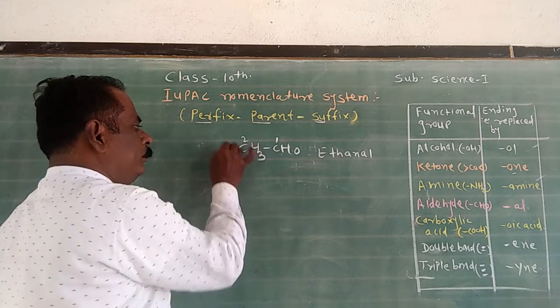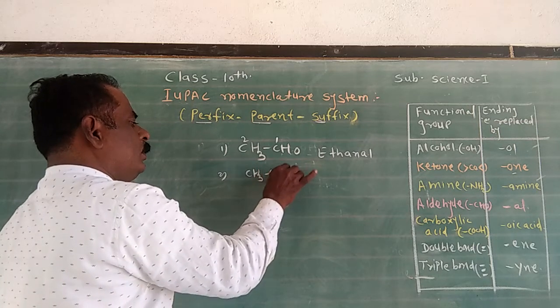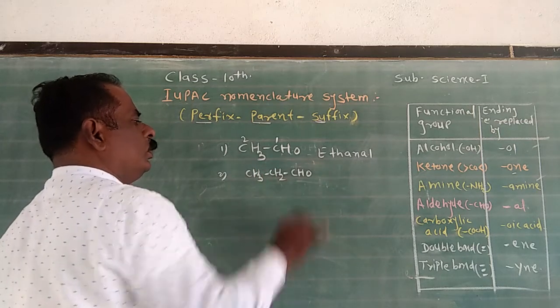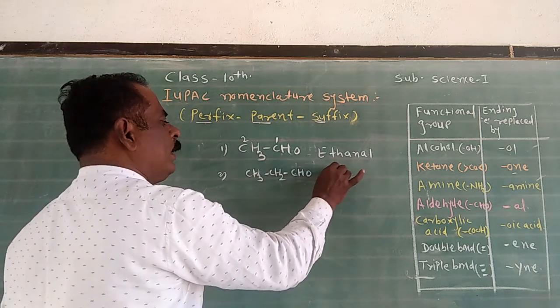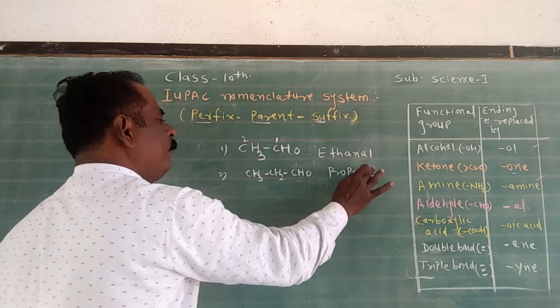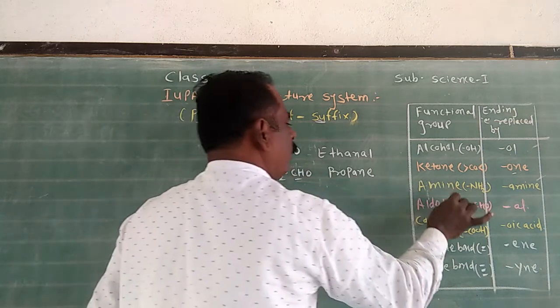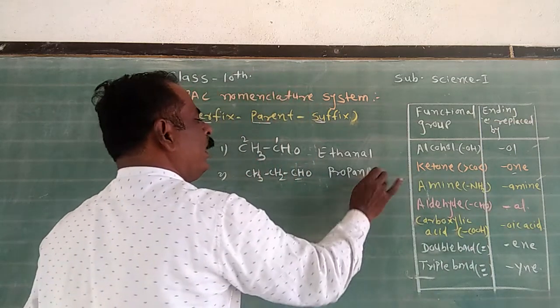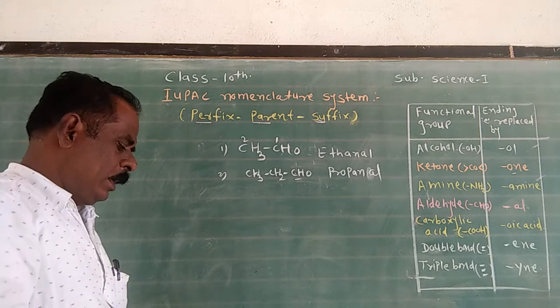Second one: CH3, CH2, CHO. 1, 2, 3. Three carbon atoms means the name of the alkane is propane. Here E is replaced by AL, which represents the aldehyde. AL for aldehyde. Propanal is the IUPAC name.